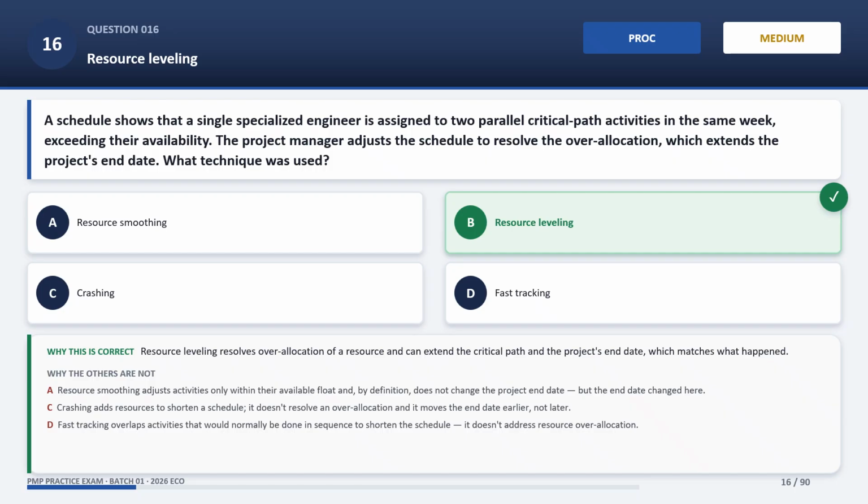Fast-tracking is incorrect. Fast-tracking overlaps activities that would normally be done in sequence to shorten the schedule. It doesn't address resource over-allocation.